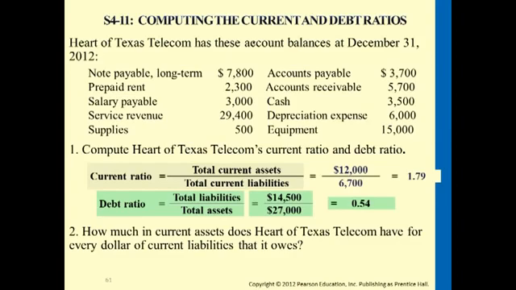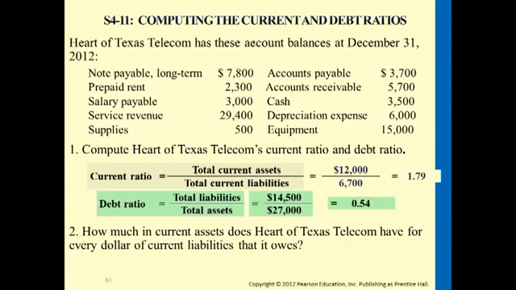Okay, so for these two ratios, the first one here, total current asset, $12,000 divided by $6,700. It gives you 1.79. Remember, the rule of thumb here is if it exceeds 1.5, then it's considered pretty good. Right, we want to have this ratio as large as possible. That means we have enough current asset to pay off current liability. So this is a good sign.